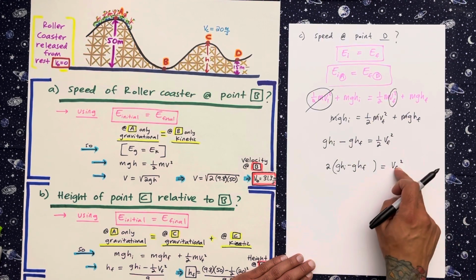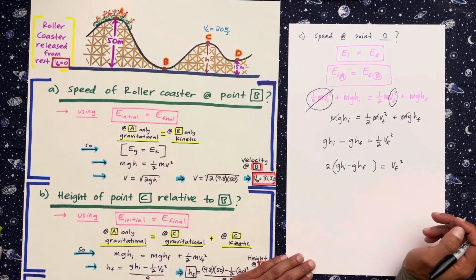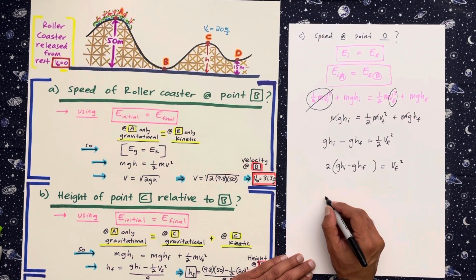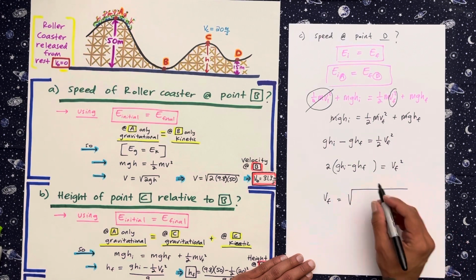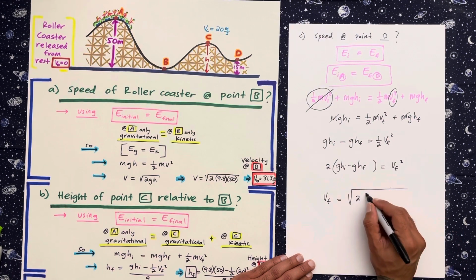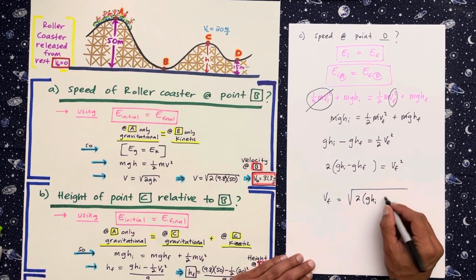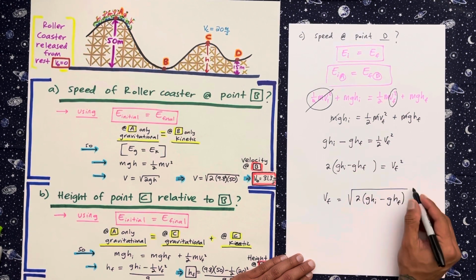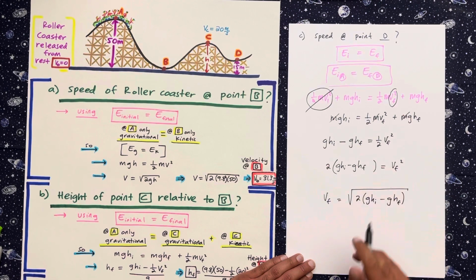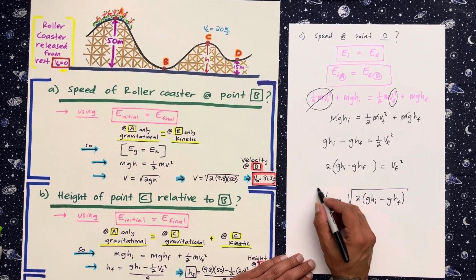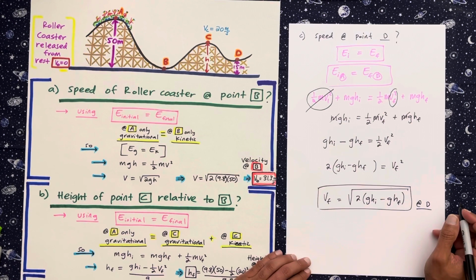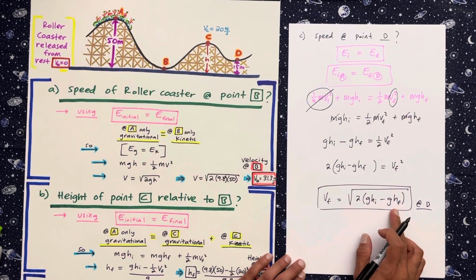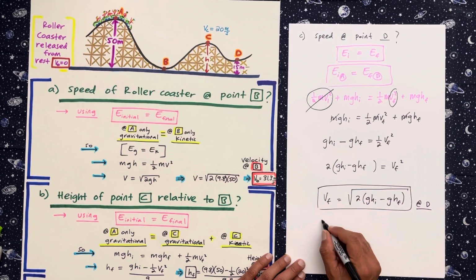Okay, now all we need to do is take the root. So let's take the root of both sides. So v final, I'm gonna write it on the other side, is equal to the square root of, and just write everything that's there. So the square root of both sides gets rid of that 2. And now we have the velocity final at D. This is at point D, okay? And we have all the numbers for this, so let's figure this out.